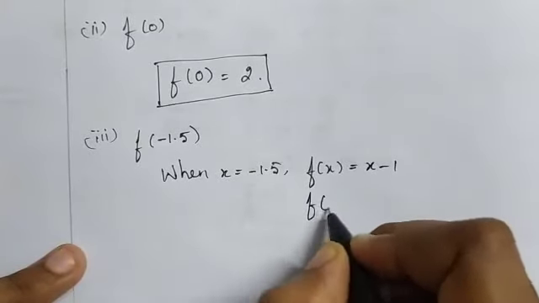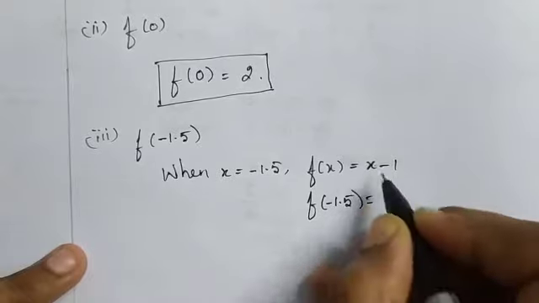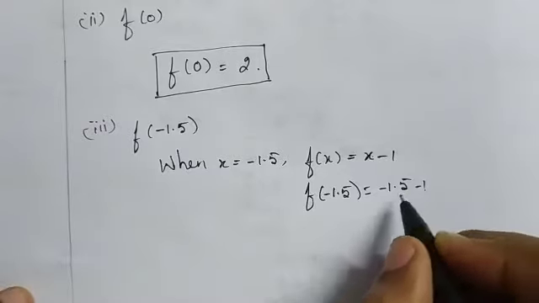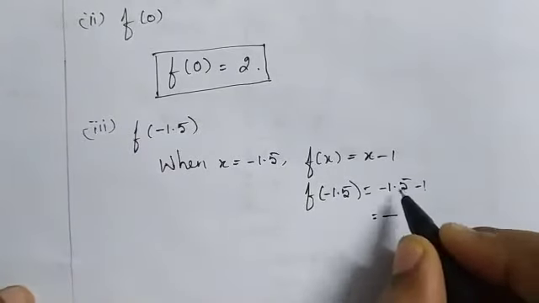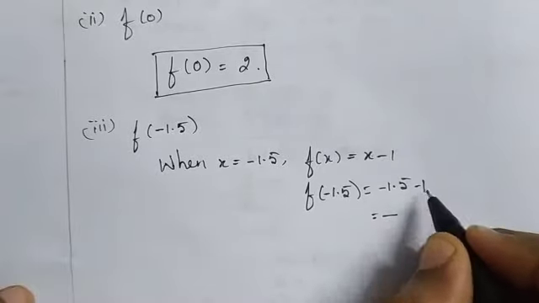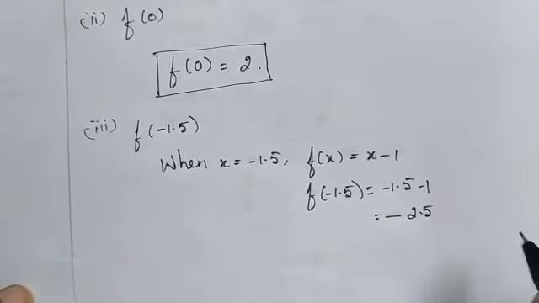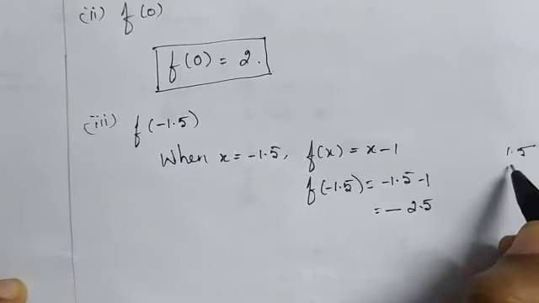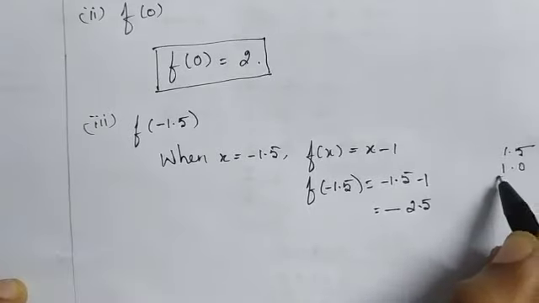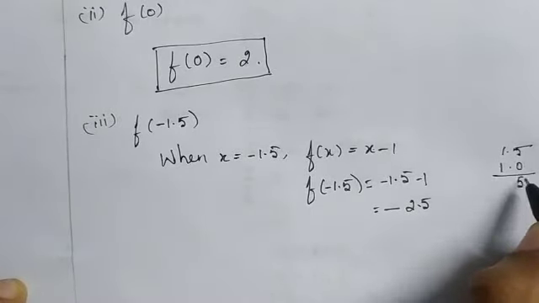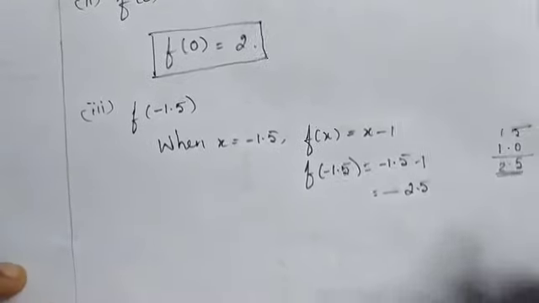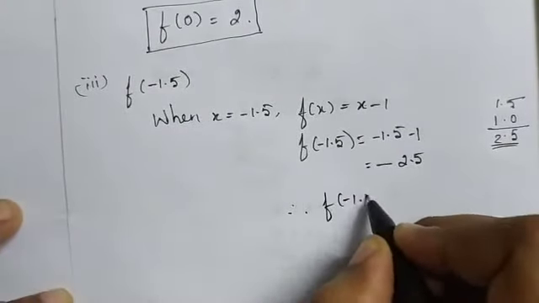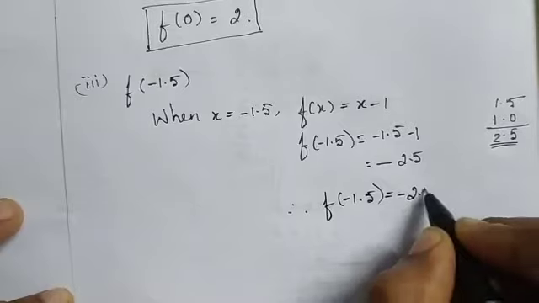In the place of x, you must substitute minus 1.5. Minus 1.5 minus 1. Both the terms are in negative sign. Therefore, write the negative sign and add 1.5 and 1. Therefore, 2.5. If you have a doubt, you can do it on the right side, 1.5 and 1. Therefore, f of minus 1.5 is equal to minus 2.5.